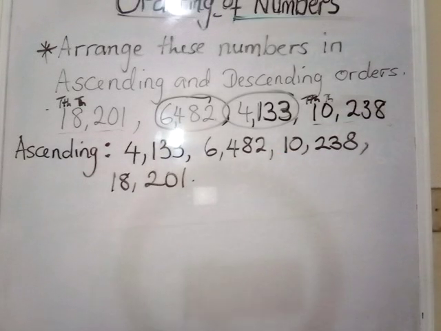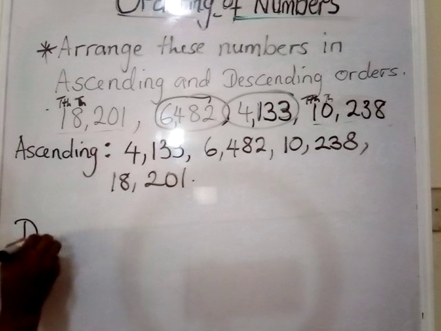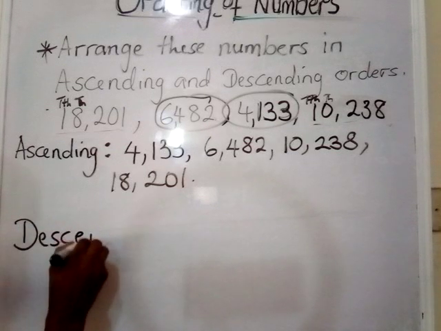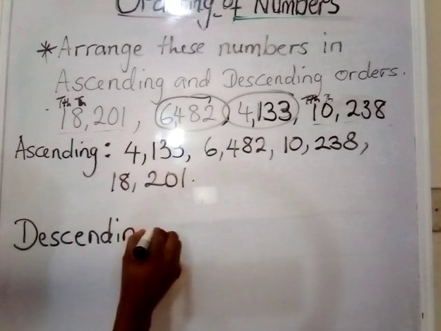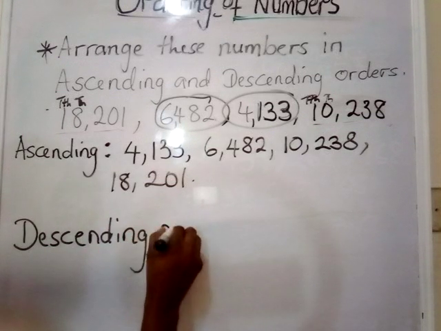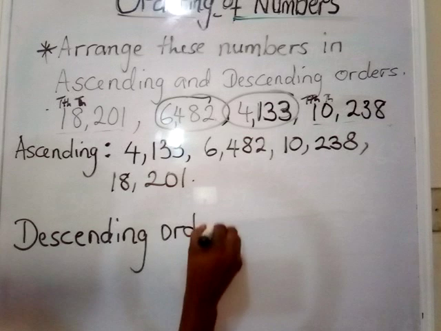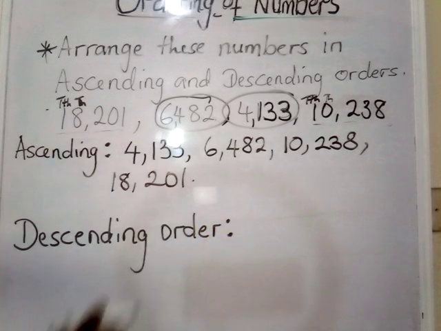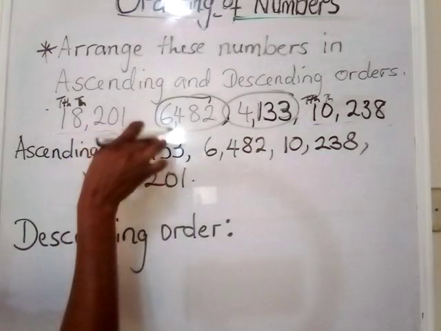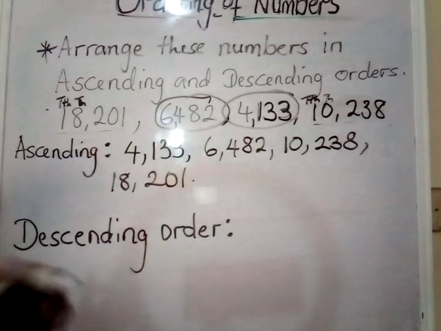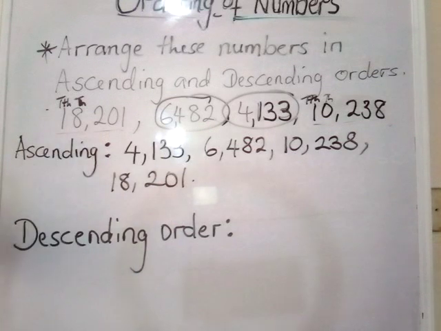And then let's see the descending order. Remember what we said descending means? Descending means you are arranging the numbers from the largest to the smallest. That's what descending order is.